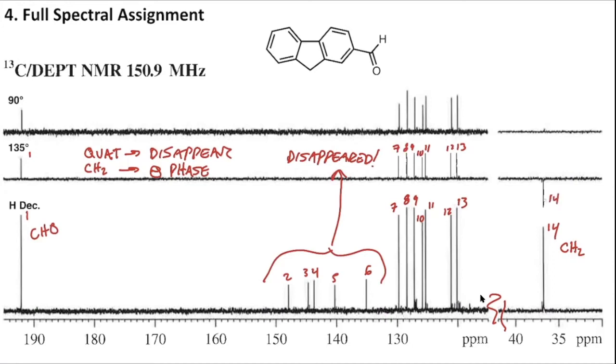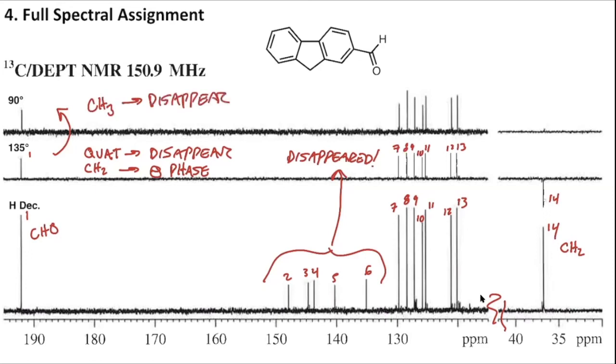Now, we don't necessarily know the identity of 1, 7, 8, 9, 10, 11, 12, 13 just by their appearance in the 135 DEPT, because in the 135 DEPT, what we still see as positive phase peaks can either be CH carbons or CH3 carbons. We need to go from the 135 to the 90, where the CH3 carbons will disappear.